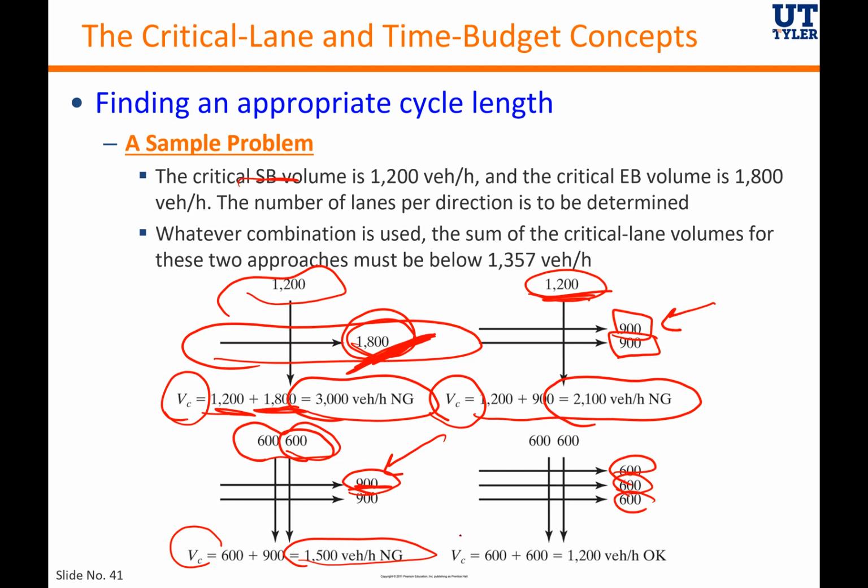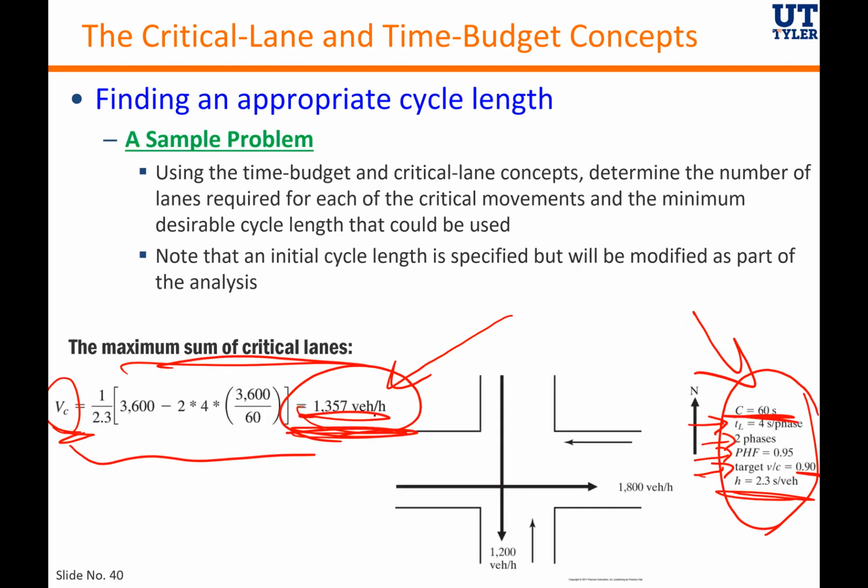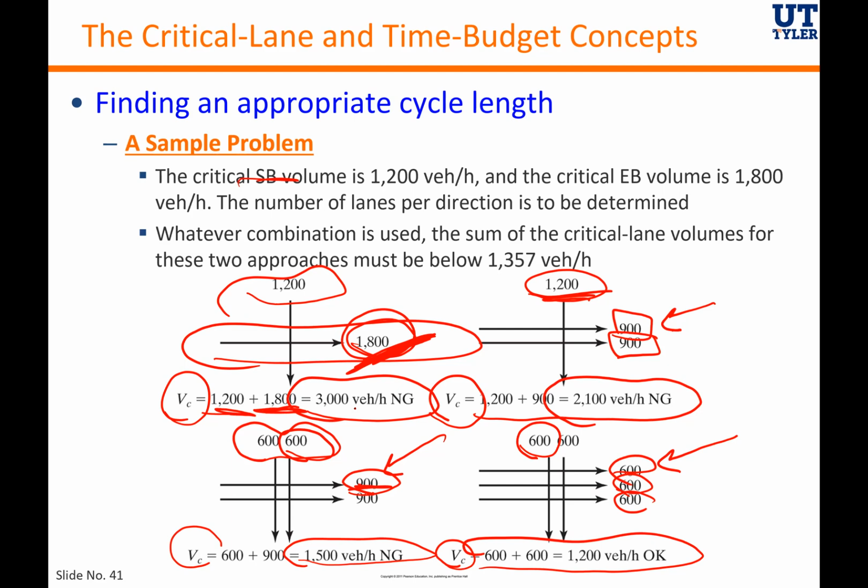So now the V over C, the critical lane volume, is 600 from one of these 2 lanes plus 600 from one of these 3 lanes. And now it's 1200, which is okay. Why? Because now it's less than the maximum sum of critical lanes, which is 1357. And therefore, your conclusion, or your design rather, is that you have to have 3 lanes per direction in the east-westbound, and 2 lanes per direction in the north-southbound.